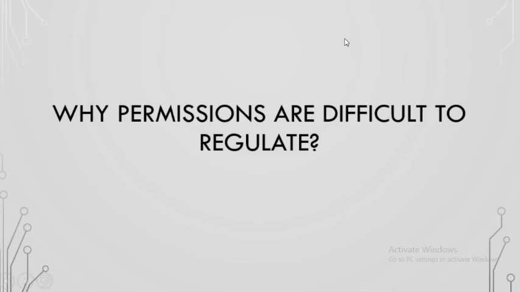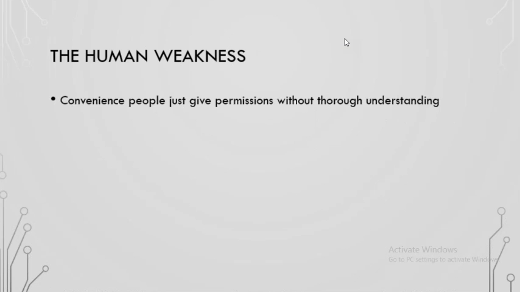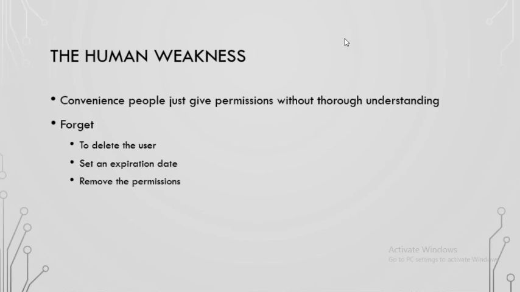And why is it difficult to regulate permissions? Permissions are a little hard to regulate, and there are some good reasons. The first one is human weakness. As humans, when we want to give access, in our specific case in SharePoint, we tend to take shortcuts. If my boss says, hey, I need access to this information, and I'm not well aware of how SharePoint permissions work, it may be convenient for me to just give them full control over the site, for example. So convenience is a problem.